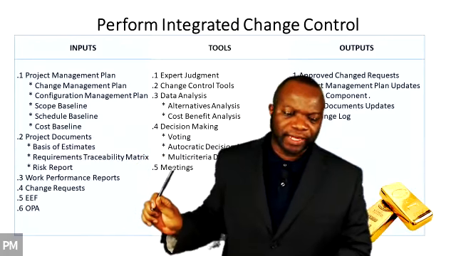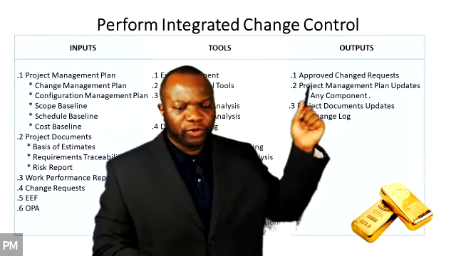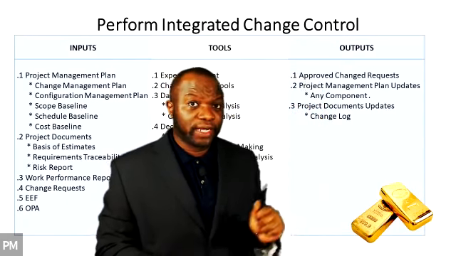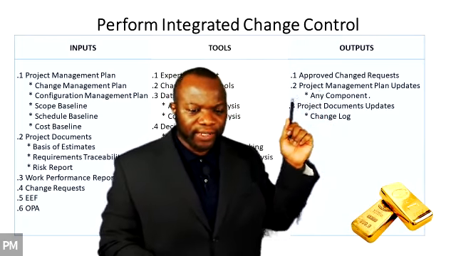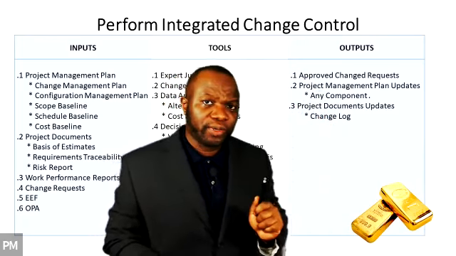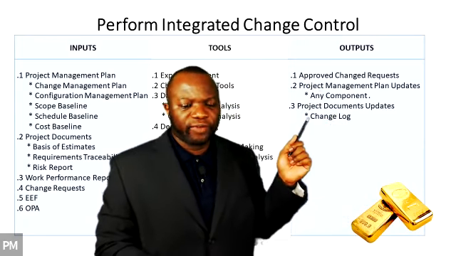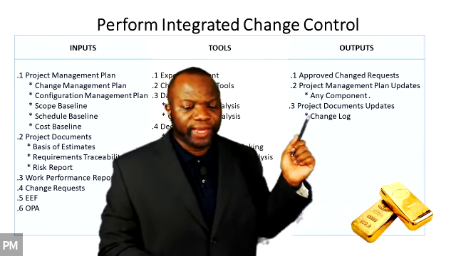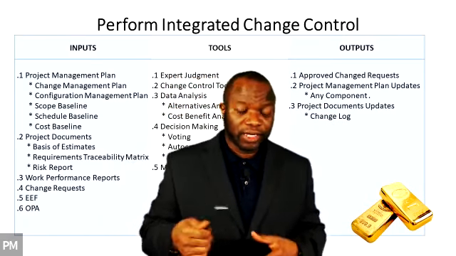Meetings, meeting of the minds, we already know what that is. The outputs, no brainer. Approved change request is a change request that has been approved. Project management plan updates, we're talking about any component, and project documents updates. Specifically, we have a new term here. I would have made this a major output. It's the change log. The change log.